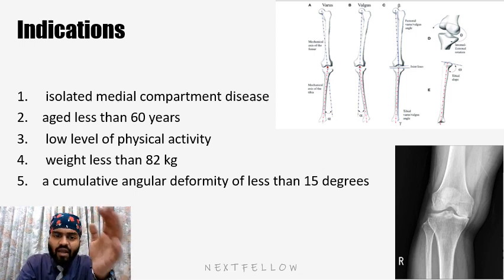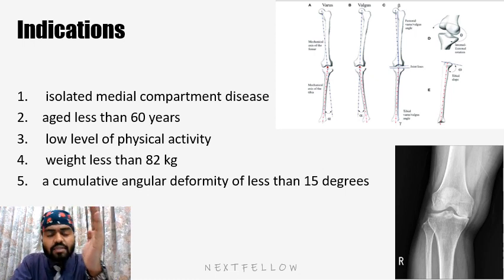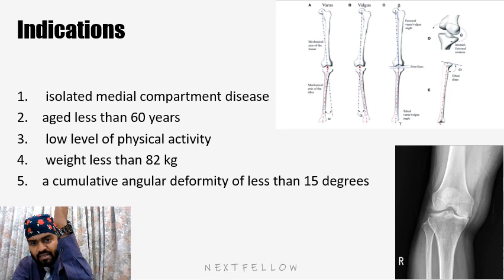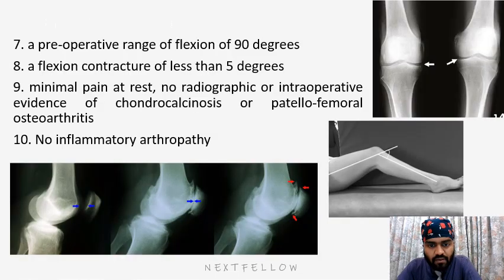Also, the angular deformity, which is the angle between the mechanical axis of the femur and the mechanical axis of the tibia, should be less than 15 degrees. That is, either in a varus or a valgus deformity, the angular deformity should be less than 15 degrees.